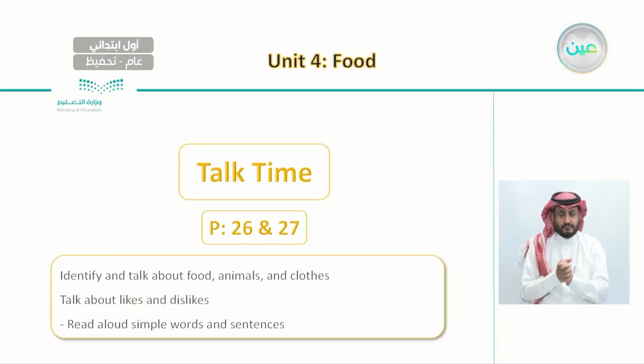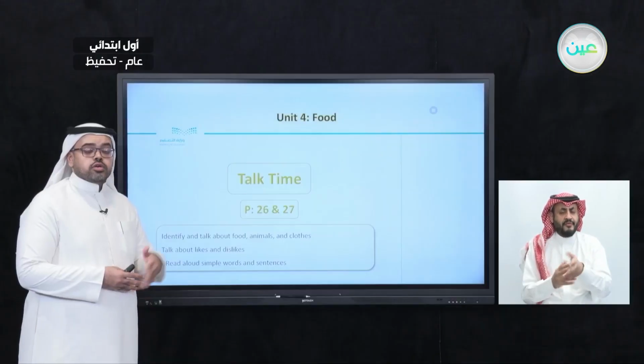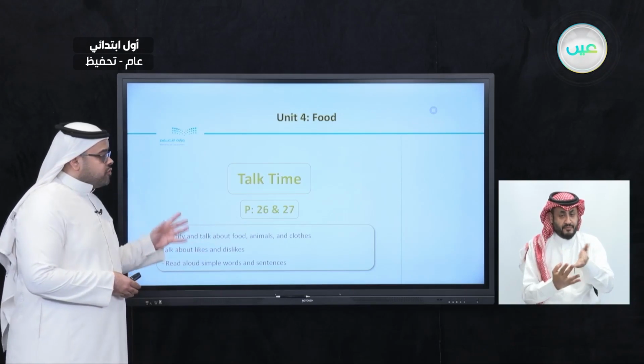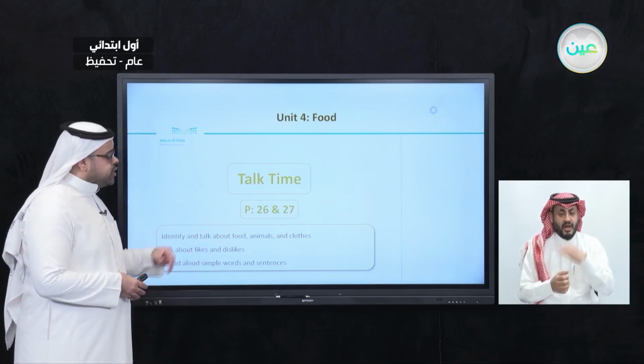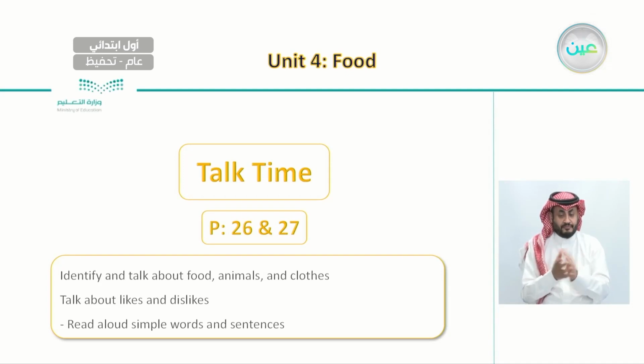So what we're going to do today is review the whole unit, starting with each lesson. The first lesson we covered in this unit was called Talk Time, on pages 26 and 27. Our objectives with this lesson were to identify and talk about food, animals, and clothes, and also to talk about likes and dislikes, and to read aloud simple words and sentences.